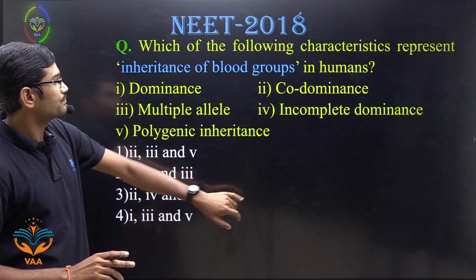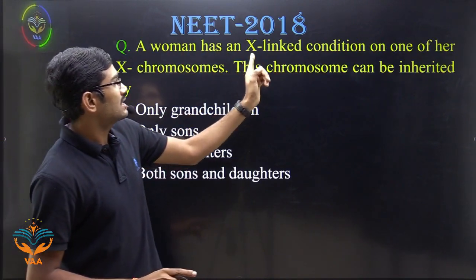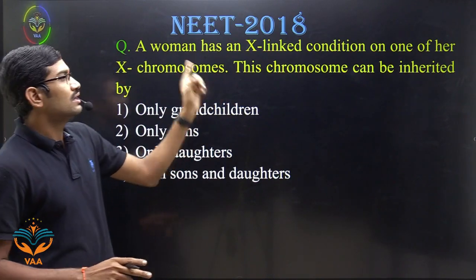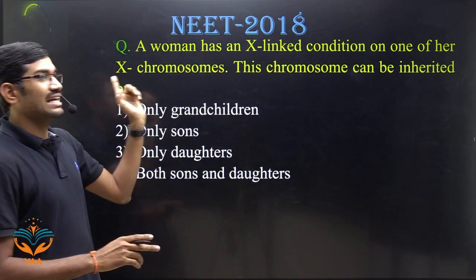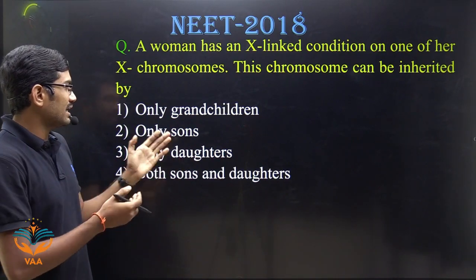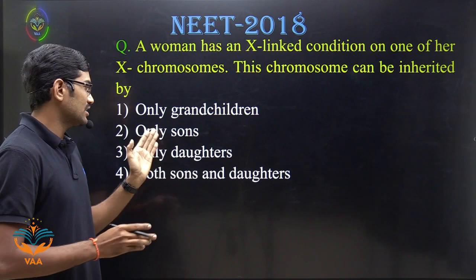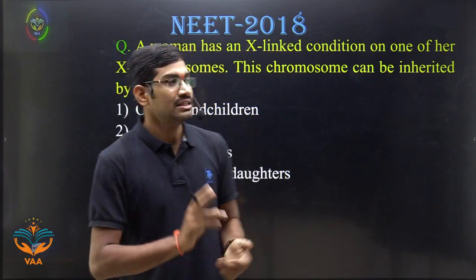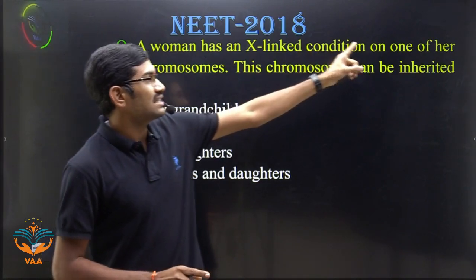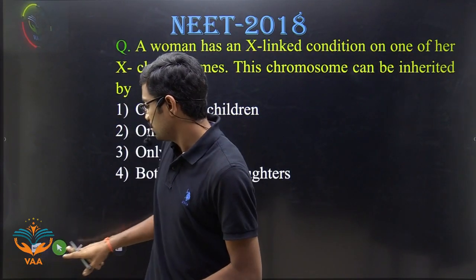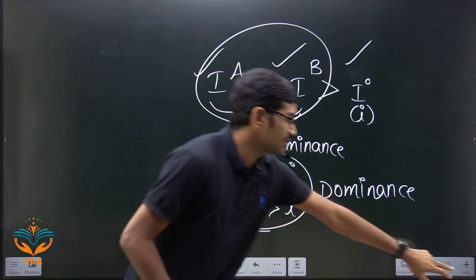Okay, next one. A woman has an X-linked condition on one of her X chromosomes. This chromosome can be inherited by whom? Will it go to only the grandchildren, only sons, only daughters, or both sons and daughters? That's what they are asking. See here, it is an X-linked condition, so the X chromosome of the female is going to whom? This is what we have to observe here.